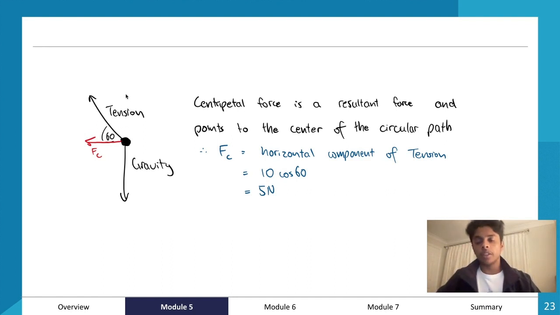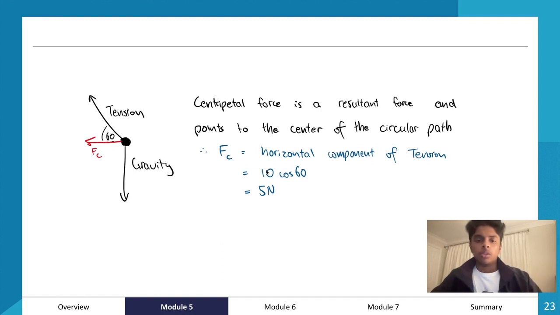But there's a resultant force that points towards the center of the circular path. And this will be the unresolved horizontal component of tension. So in this case, the horizontal component of tension will act as the centripetal force. How would we solve the horizontal component of tension then?